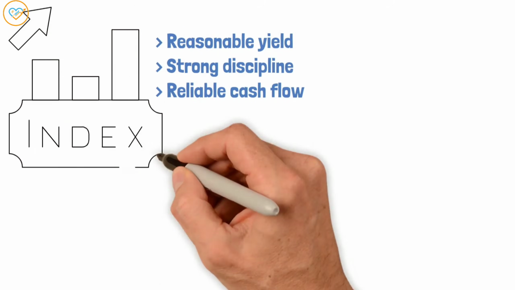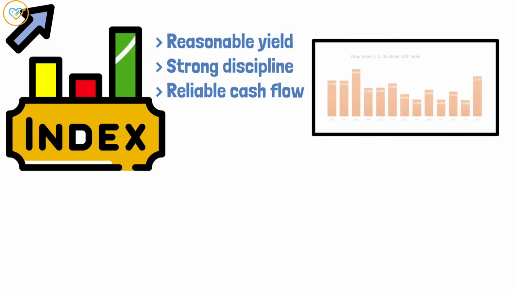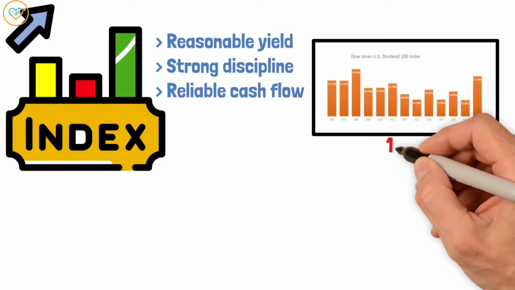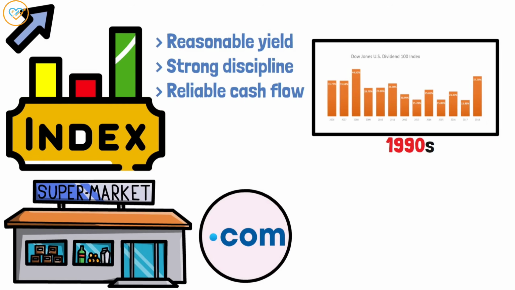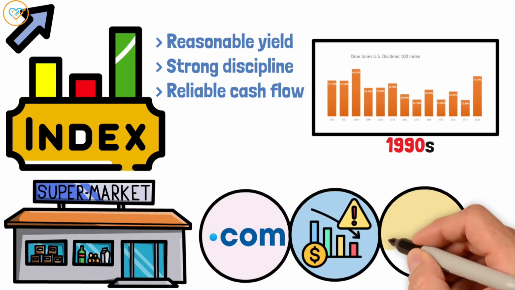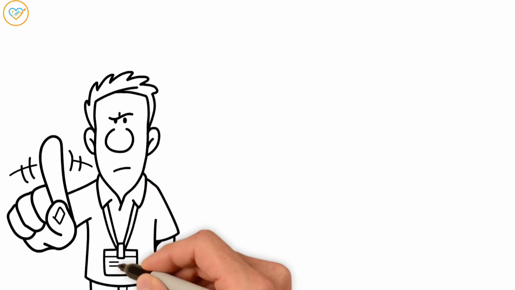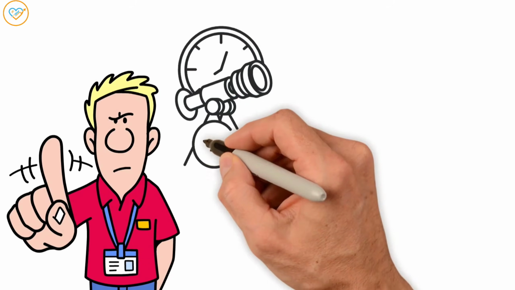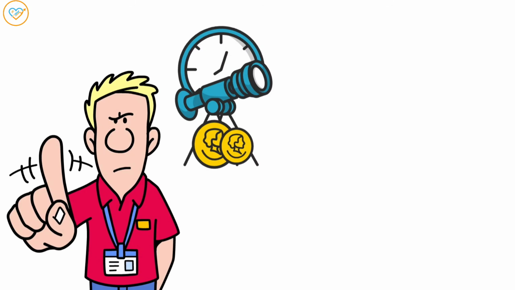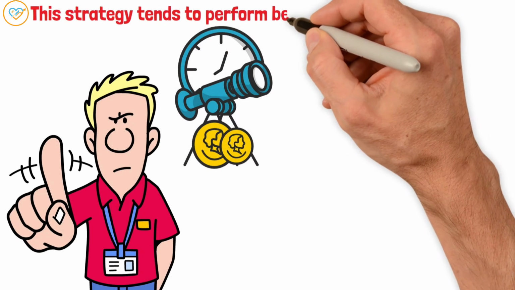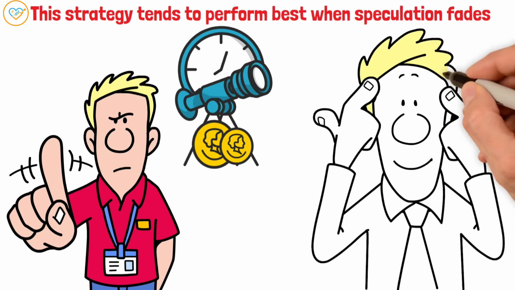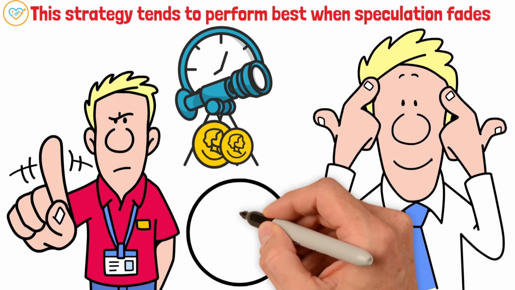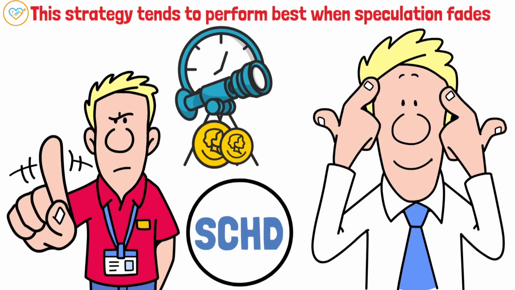There is also index data. The Dow Jones U.S. Dividend 100 Index goes back to the late 1990s. Across multiple market cycles, it held up well. The dot-com bust, the financial crisis, pandemic volatility. The takeaway is not guaranteed. Past results never promise future outcomes. The takeaway is behavior. This strategy tends to perform best when speculation fades and when fundamentals regain attention. That context helps explain why SCHD exists and why its rules have remained largely unchanged.